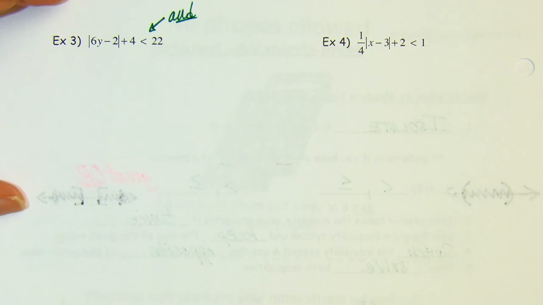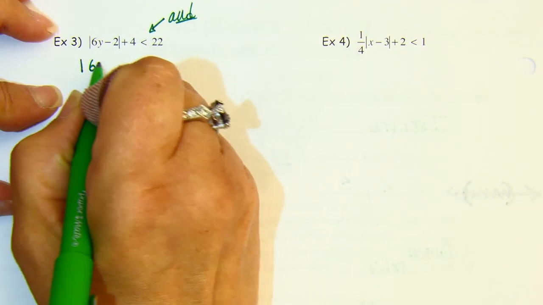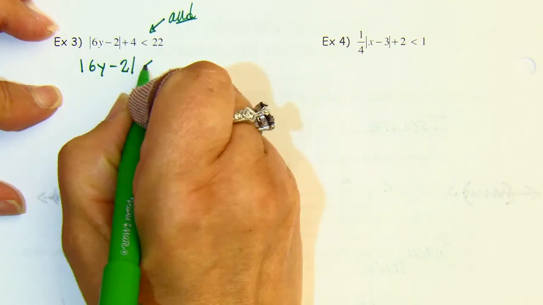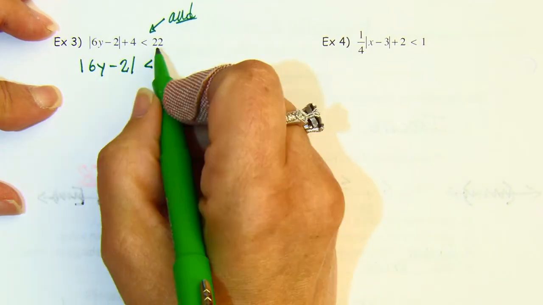All right, so I've got absolute value of 6y, subtract 2, I'm going to subtract 4, keep the symbol, and that's going to be what, 18?